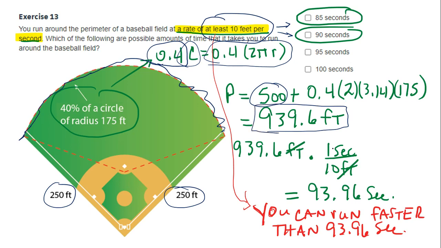And I know in 1 second, I can run 10 feet. So I set up my unit analysis. I see that there's cancellation. So at 10 feet per second, I can run around the field in 93.96 seconds. All right. But it says you run at a rate of at least 10 feet, which means you can run faster than 93.96 seconds.